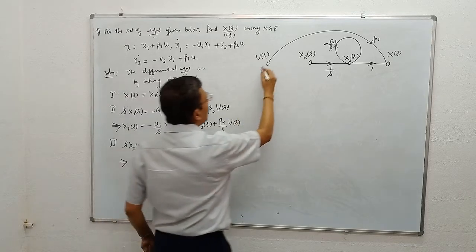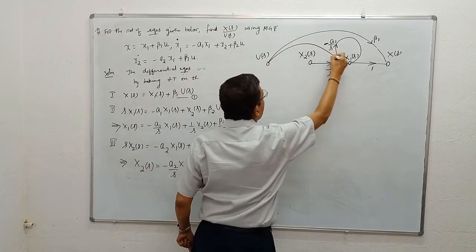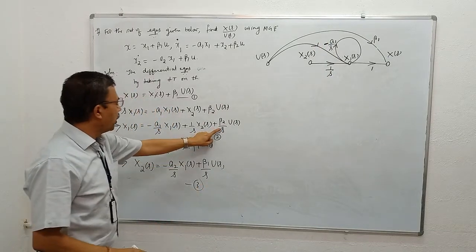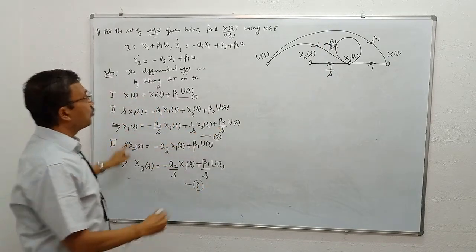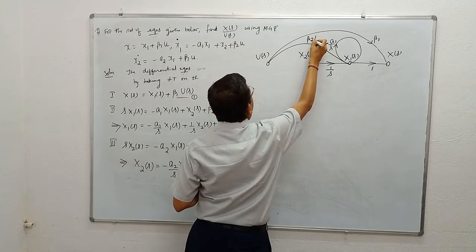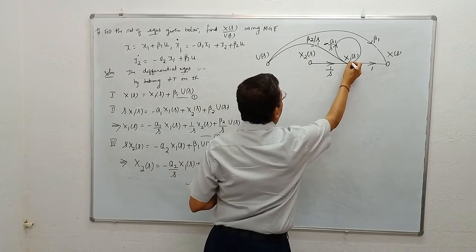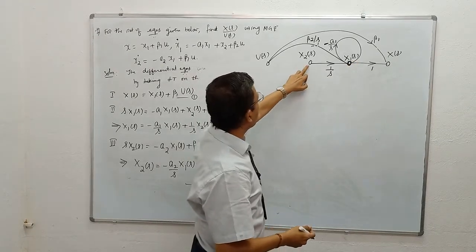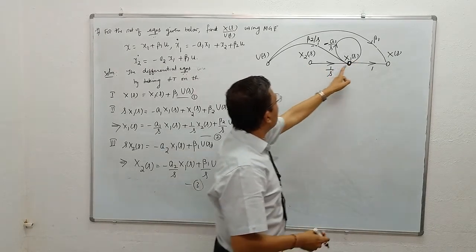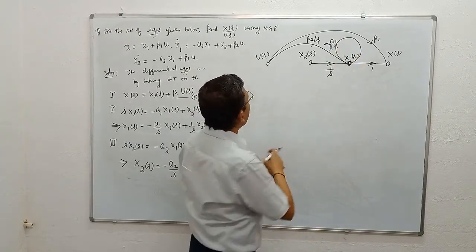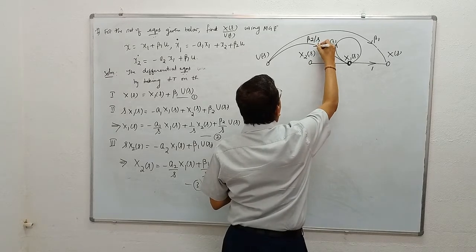Then u of s multiplied by beta 2 by s has to enter x1 of s. This is beta 2 divided by s. So at the node x1 of s, three signals have to enter. What are they? x2 of s into 1 by s, minus a1 by s into x1 of s, and u of s multiplied by beta 2 by s.